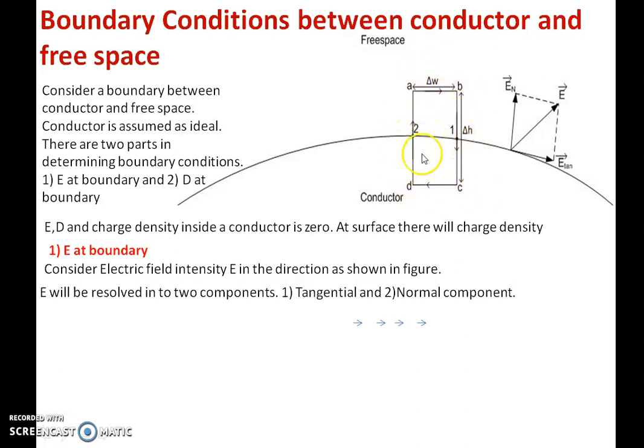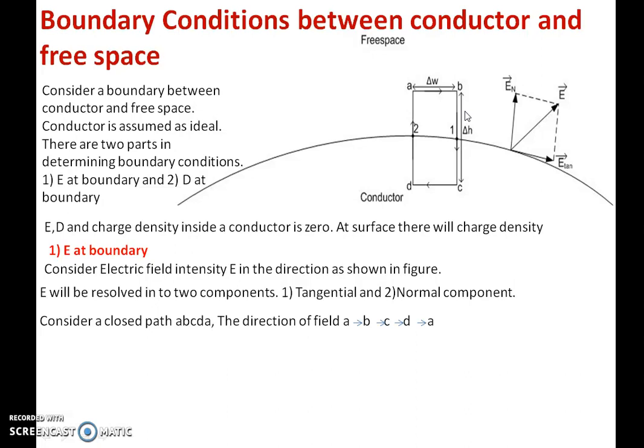Now, if you observe this diagram, half part of the rectangular path is inside the conductor and half part is in the free space. So half part, that is delta H by 2, is in the conductor and delta H by 2 is in free space. The direction of the field, as I told, is A, B, C, D, A. That is A to B, then B to C, then C to D, and then D to A. This is the direction of the field I am considering here.